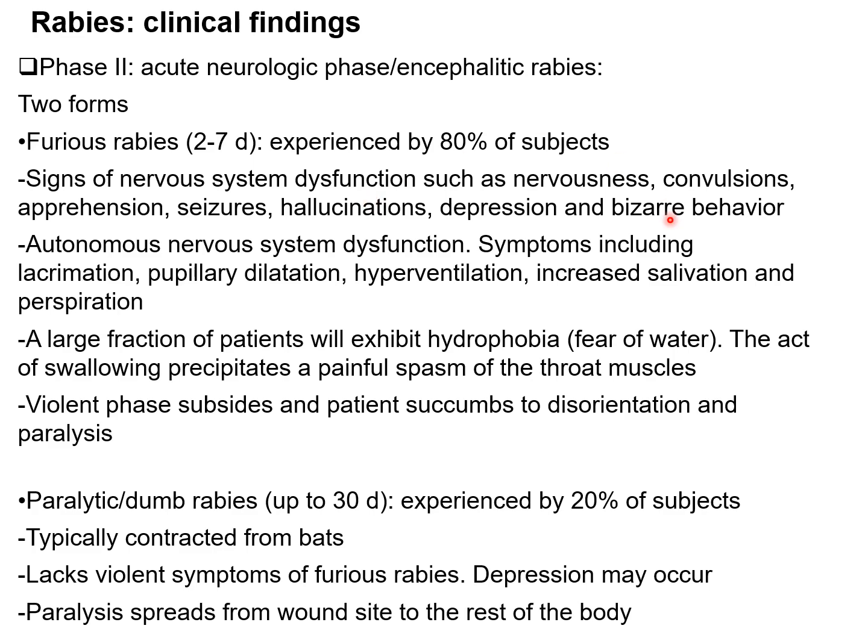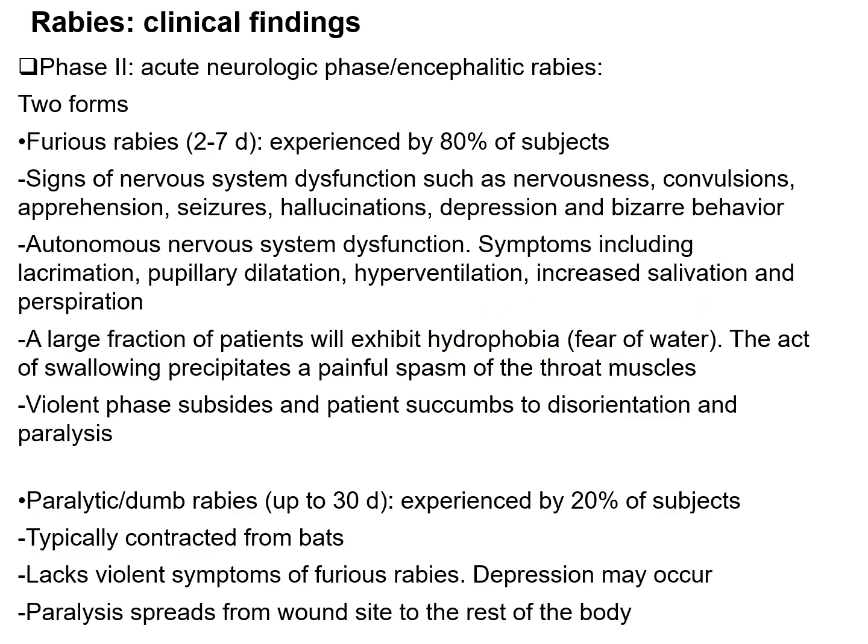The autonomic nervous system also shows forms of dysfunction, and that includes one of the manifestations that the media highly associates with rabies, and that's increased salivation. Other symptoms are lacrimation, dilation of the pupils, hyperventilation, perspiration, whatever you can associate with an overactive autonomic nervous system. A rather significant proportion of patients will exhibit what we call hydrophobia.